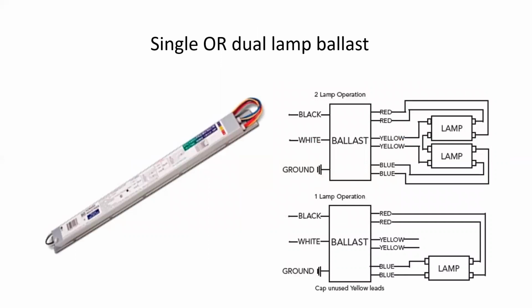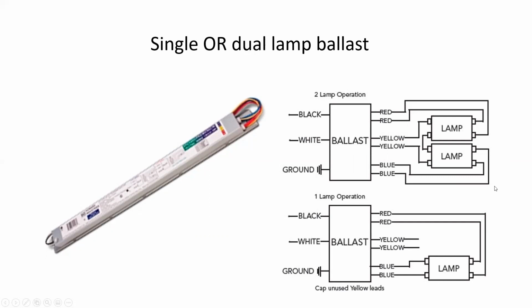Ballasts can sometimes be set up or wired from the manufacturer in one of two different ways. This ballast here has a wiring diagram fixed to it that shows that it is able to operate with either two lamps connected or a single lamp connected. So this is easy for the manufacturer to produce one ballast, and then they can sell it in single or dual lamp fixtures.